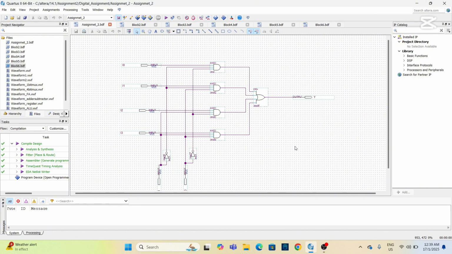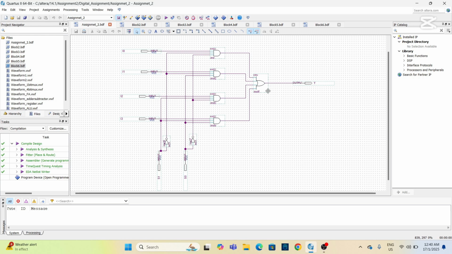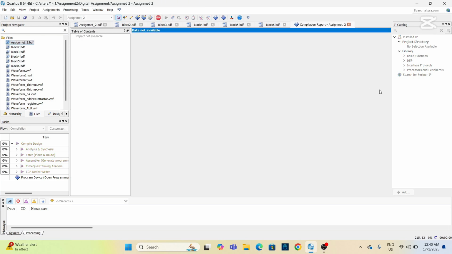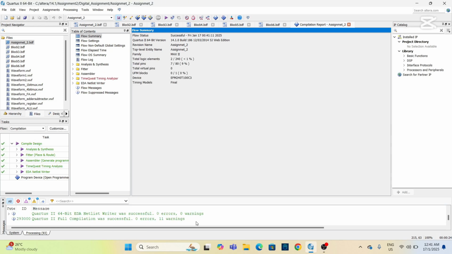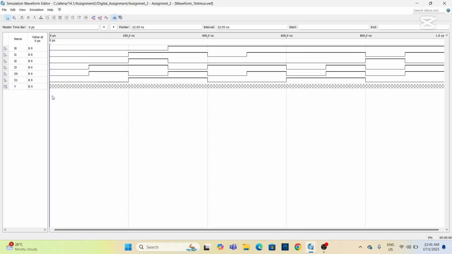This is a 1-bit 4-to-1 multiplexer, which consists of 4 inputs and also 2 control signals. Now let's do the compilation. The compilation was successful. Next, we will do the waveform simulation. So I already filled in the value. Now we will run the functional simulation.